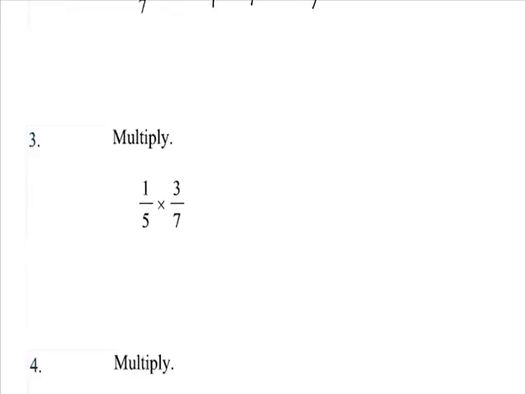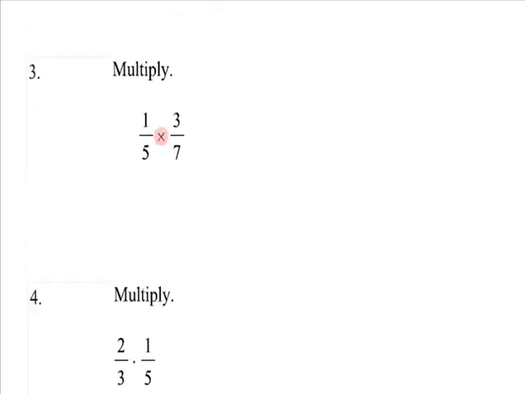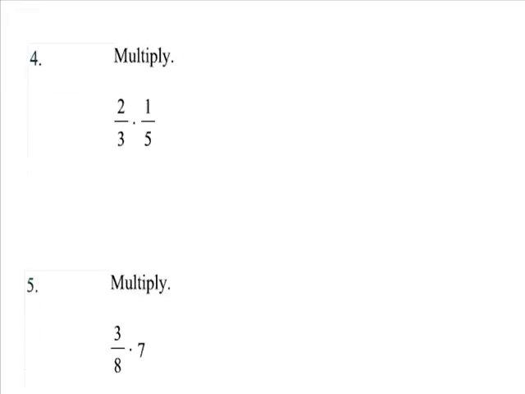Let's go ahead. You might see the times symbol for multiplication. Nothing changes. We multiply the tops. 1 times 3 is 3. We multiply the bottoms. 5 times 7 is 35. Next one. 2 times 1 is 2. And 3 times 5 is 15.